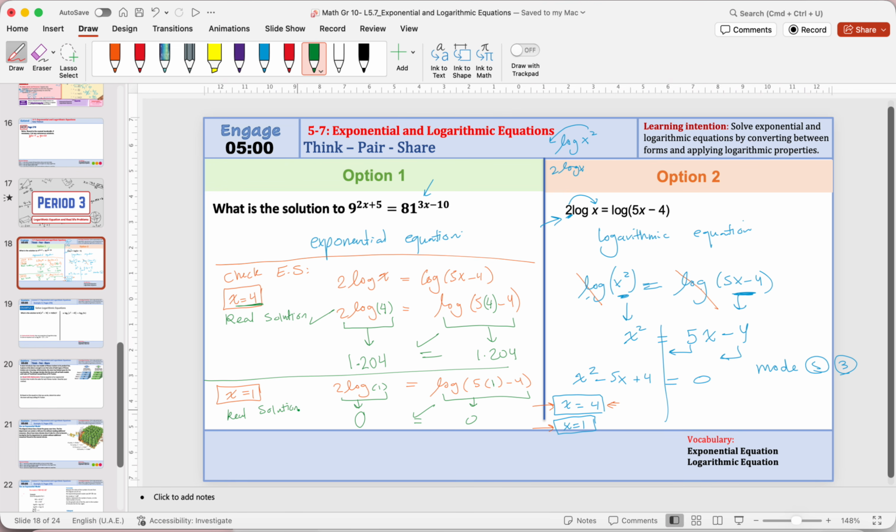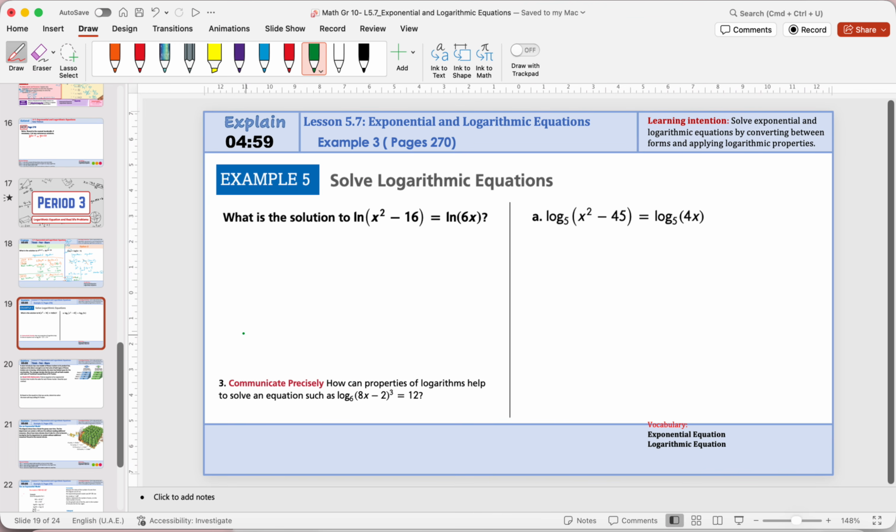I promise there are some cases where there are extraneous solutions. Here both of them are real solutions. Okay? I think I'll keep on checking both until I get something. Anyways, let's solve this question.